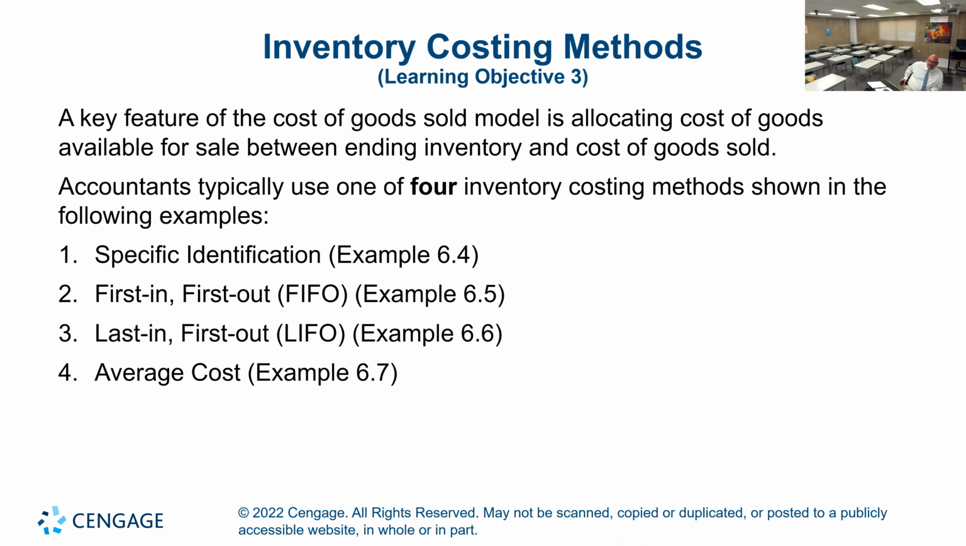So who might use specific identification? Maybe a car dealership. They might have 100 or 200 cars, but each one has a VIN number, so they can easily track it and know what they paid for each one. Maybe a jewelry store. They're going to know their most expensive diamonds and what they paid for them. So when they make that sale, specific identification means they know how much to charge to cost of goods sold and remove from inventory for that individual item.